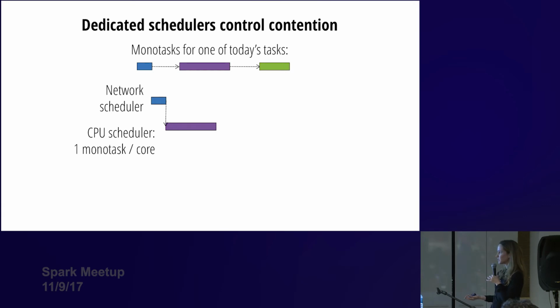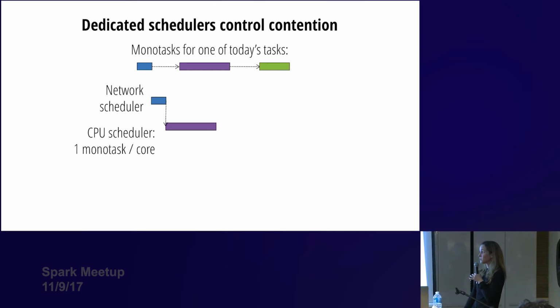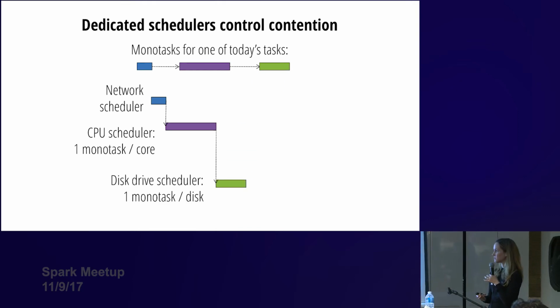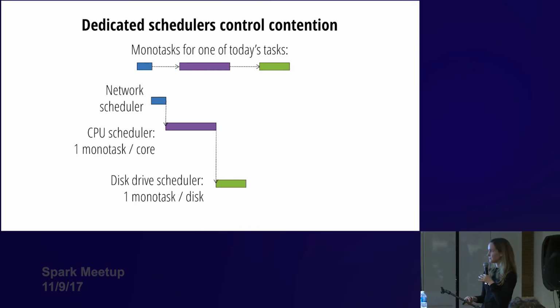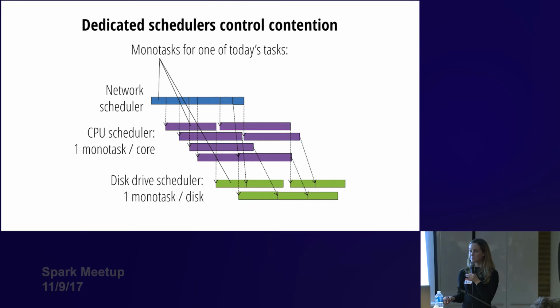Each resource scheduler has total visibility about the underlying resource. So they can very simply ensure high utilization on the machine. Like the CPU scheduler kind of trivially can run one thing on each core and make sure that the CPU stays fully utilized. And then similarly with the disk, you can run one monotask on each disk. So this process continues as you schedule more tasks in the job.